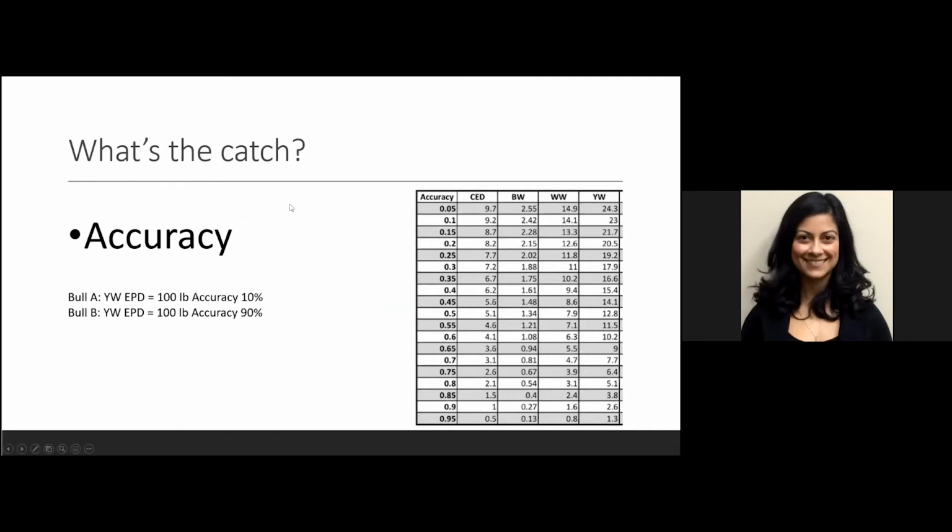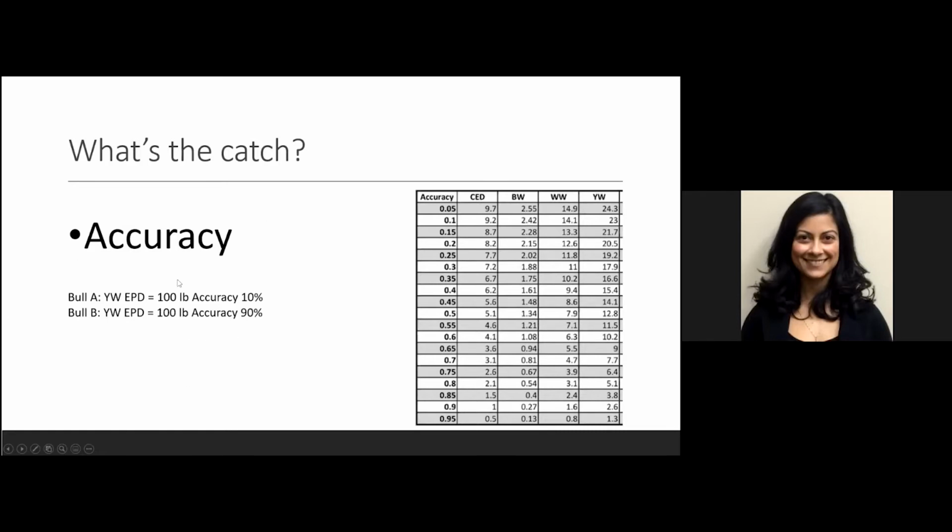So EPDs are calculated using pedigree, performance, and genomic information. When bulls are typically purchased, they're yearling age and they don't have a lot of progeny or a lot of information on them. So the accuracy on their EPDs is actually low. As you get more information, like animals start having calves, and so then there's more performance information on those animals, then the accuracy of their EPDs changes and it goes up.